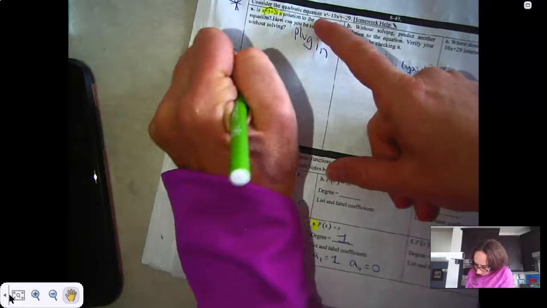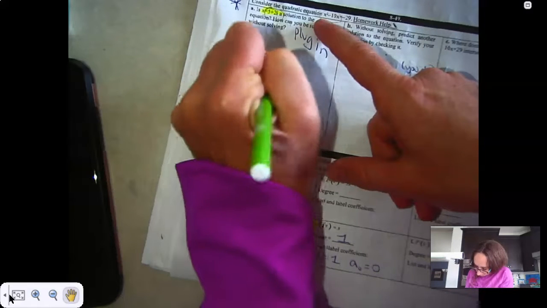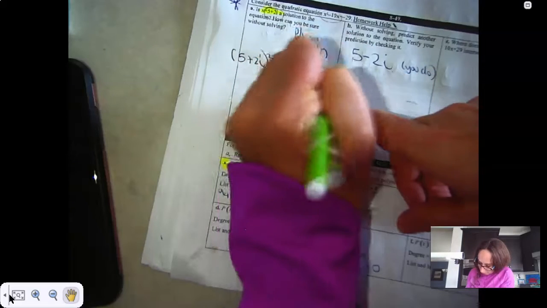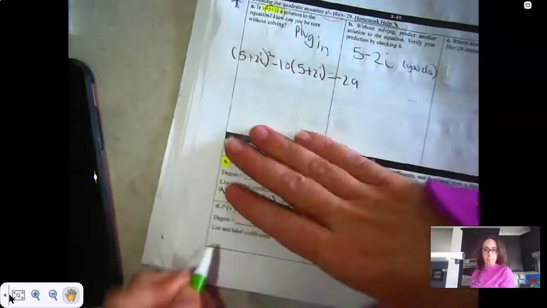Okay, so what they want you to do is go (5 plus 2i) squared minus 10 times (5 plus 2i) equals negative 29. So I boxed this thing out, which, because there isn't very much space, I'm going to make up more space here and box it out.